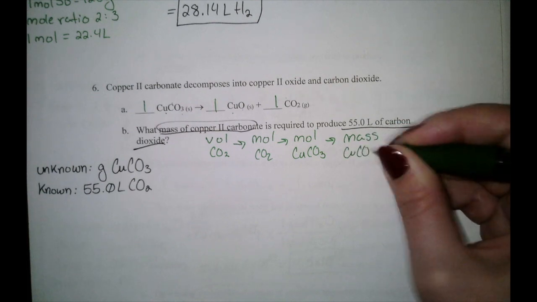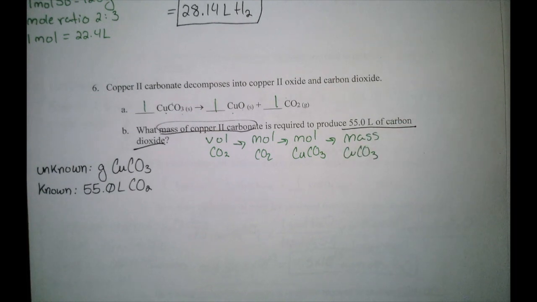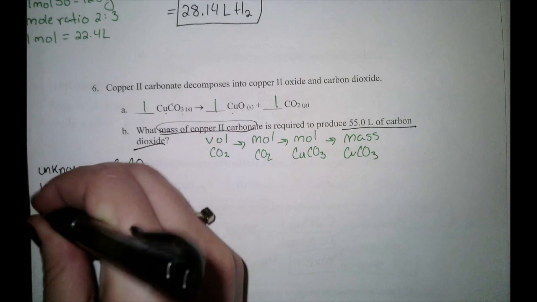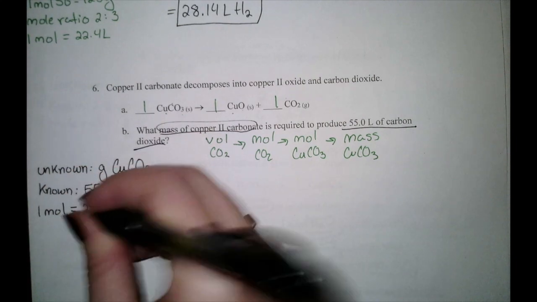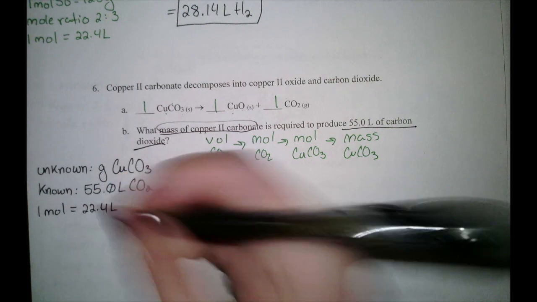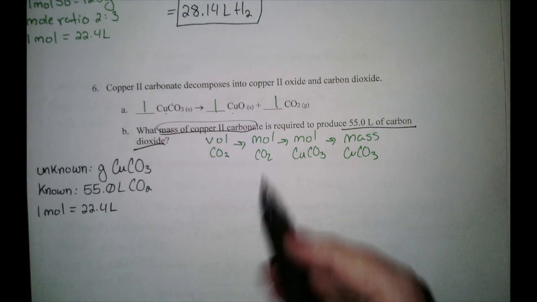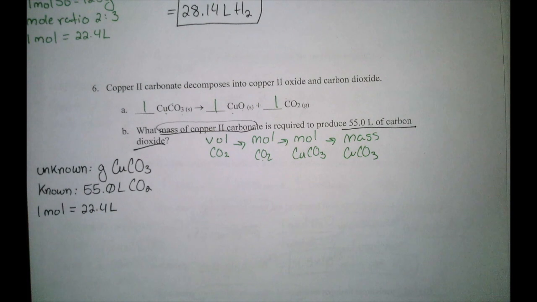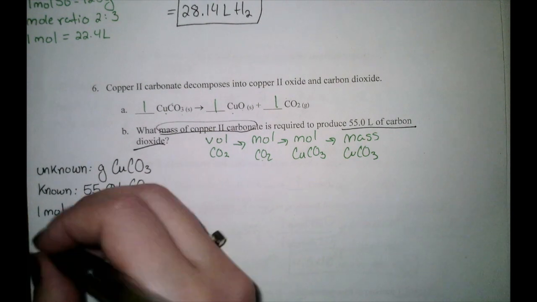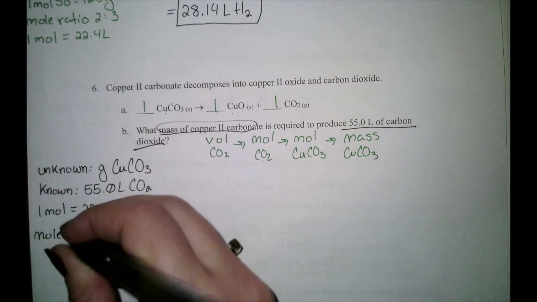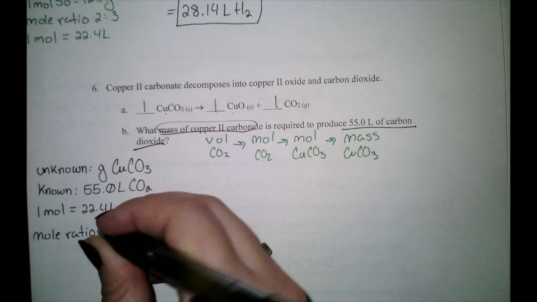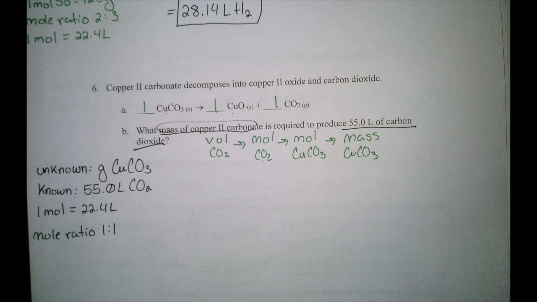Well, first off, if I need to convert between volume and moles, that's where my molar volume comes in. I know 1 mole of an ideal gas at standard temperature and pressure has a volume of 22.4 liters. To convert from moles of carbon dioxide to moles of copper carbonate, that requires our mole ratio, which fortunately for us in this problem is 1:1 for everything.